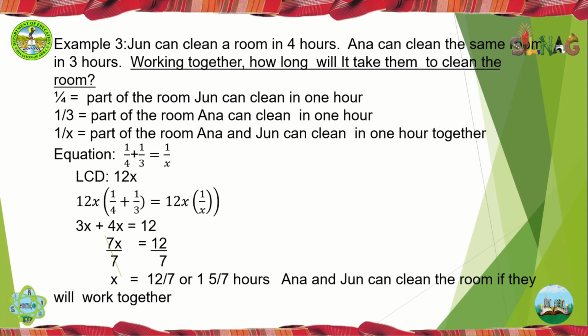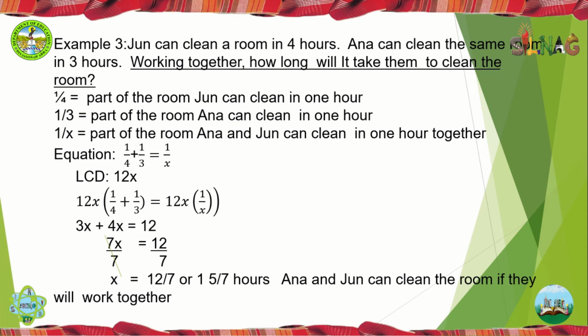If Anna can clean the same room in 3 hours, what part of the room can Anna clean in 1 hour? So it is 1/3. If x is the number of hours they will take to finish the room working together, what part of the room can Anna and June clean in 1 hour together? So it is 1 over x.